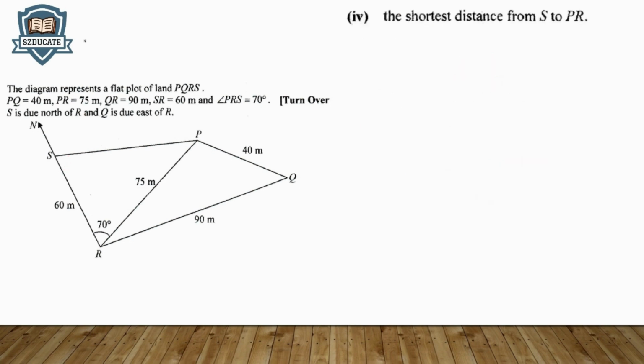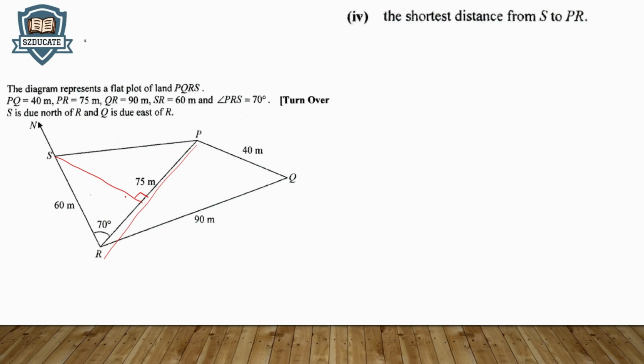Okay, next question. Part 4, the shortest distance from S to PR. Now, if S is here and this is PR, the shortest distance is when your line is exactly perpendicular to PR. That's when it's the shortest distance. Anywhere else, it will not be the shortest. So how to find this? Now, I want you to get this into your head that whenever you are asked to find the shortest distance, it is good for you to think of area first. Because think of it this way, if this is PR, this is the base, wouldn't this be the height?